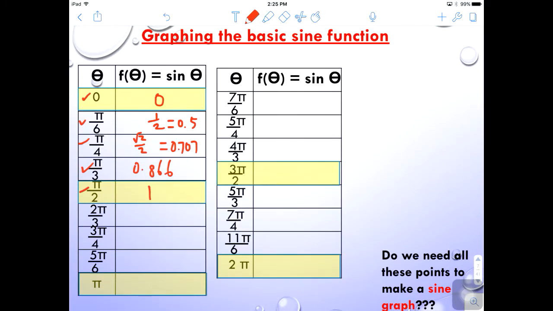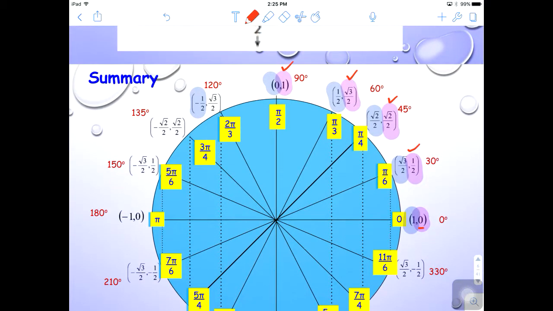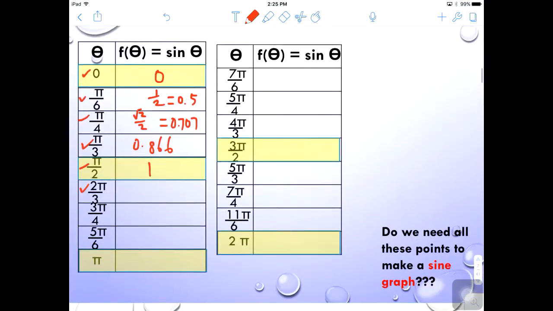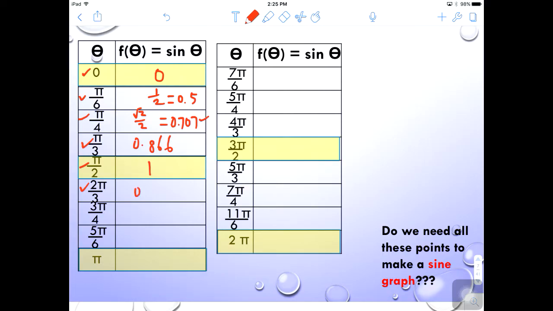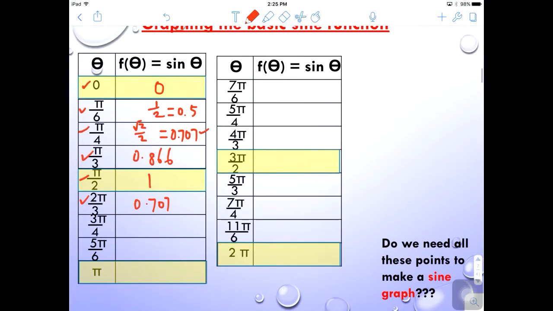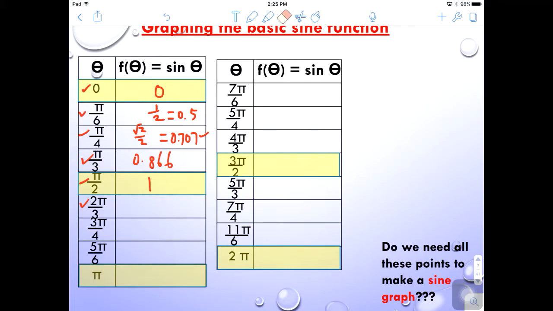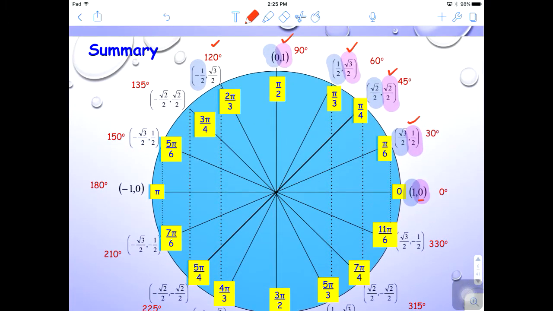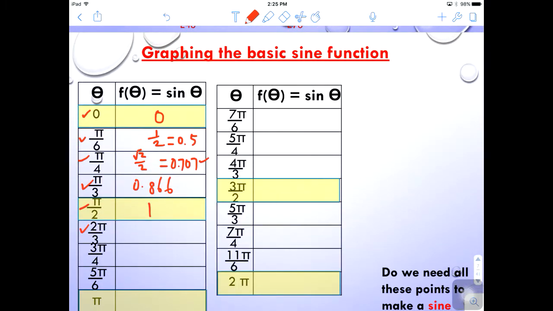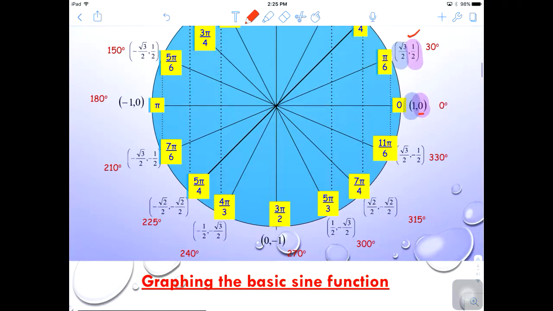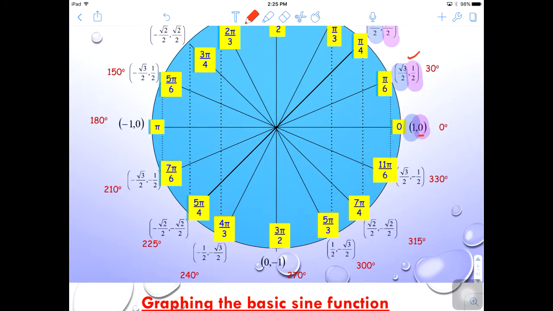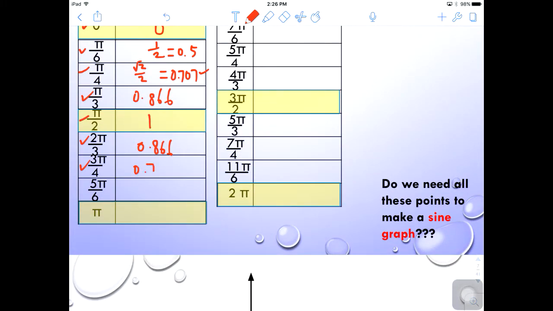And if we keep going, 2 pi over 3 for sine is going to be radical 3 over 2 again, which is the same as the one above. And actually, I might have gotten the wrong number here. Let's take a look at it again. 2 pi over 3 is radical 3 over 2, and it should be 0.866. And then 3 pi over 4, which is the radical 2 over 2, should now be 0.707.